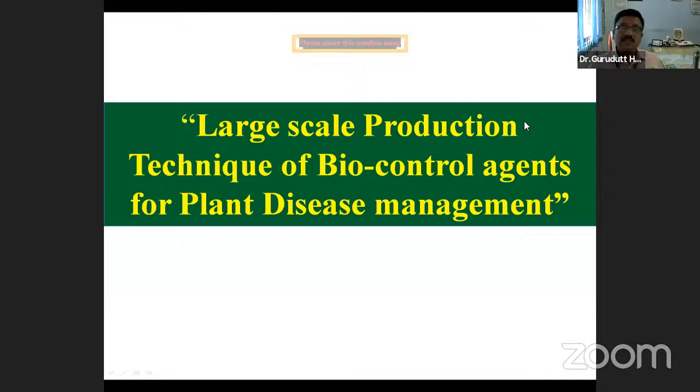Now, with this introduction in the background, let me start the large-scale production techniques of biocontrol agents for plant disease management. Here I have divided this topic into two. One is the large-scale production that is being followed at the University of Agricultural Sciences, Dharwad, in our Institute of Organic Farming. I will just give you one or two examples. One is a biofungicide, that is Trichoderma, and one is a biobactericide, that is Pseudomonas fluorescens. More or less, the other protocols remain the same. And then liquid formulations, which we have just started producing, of Pseudomonas fluorescens. Let us begin with this slide.